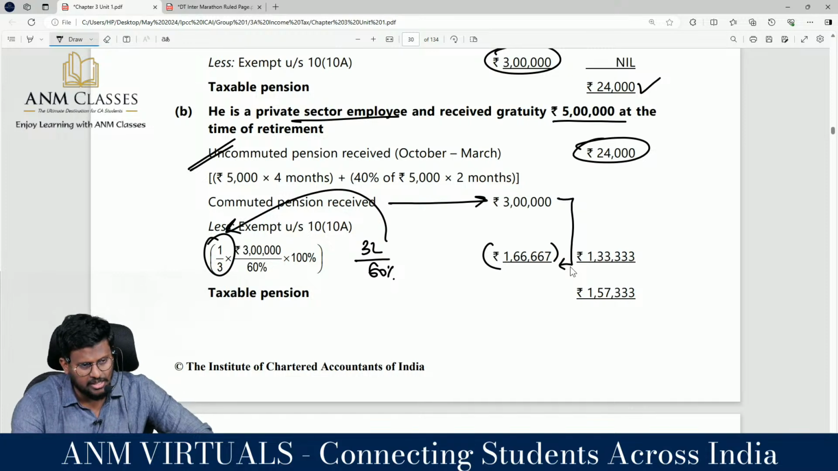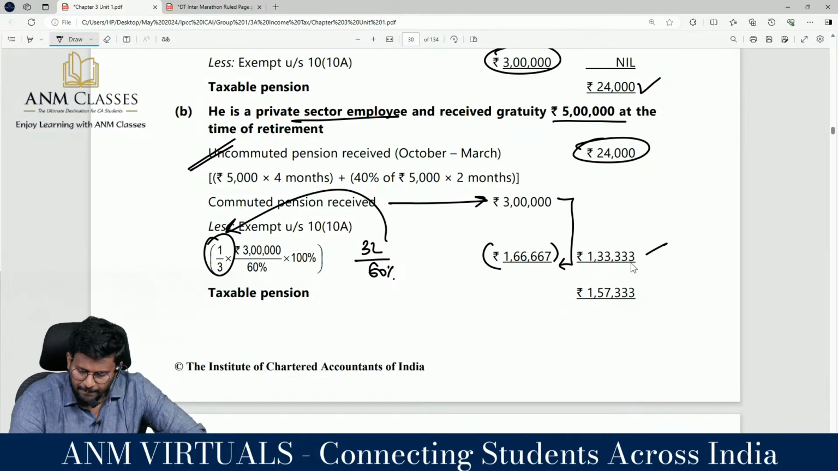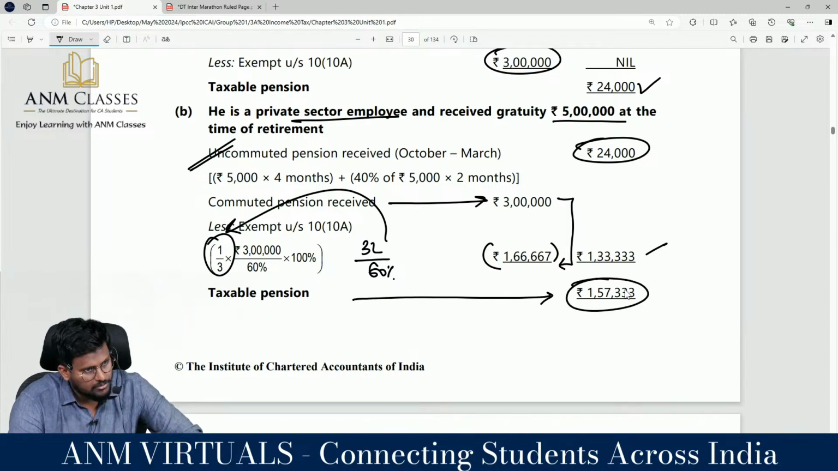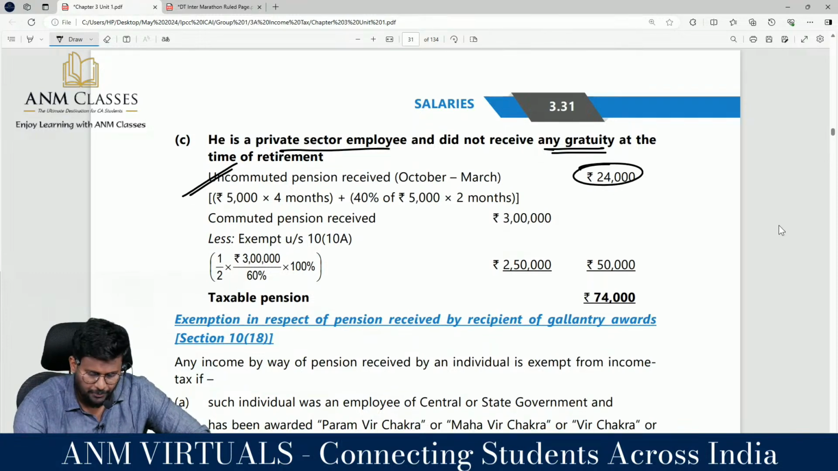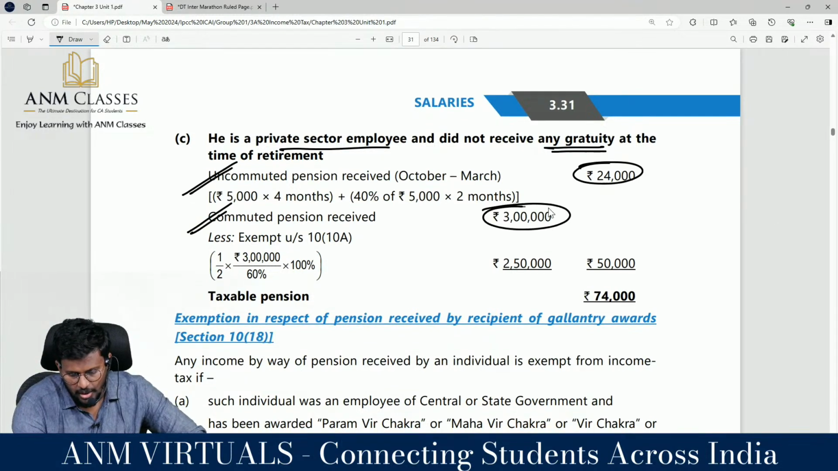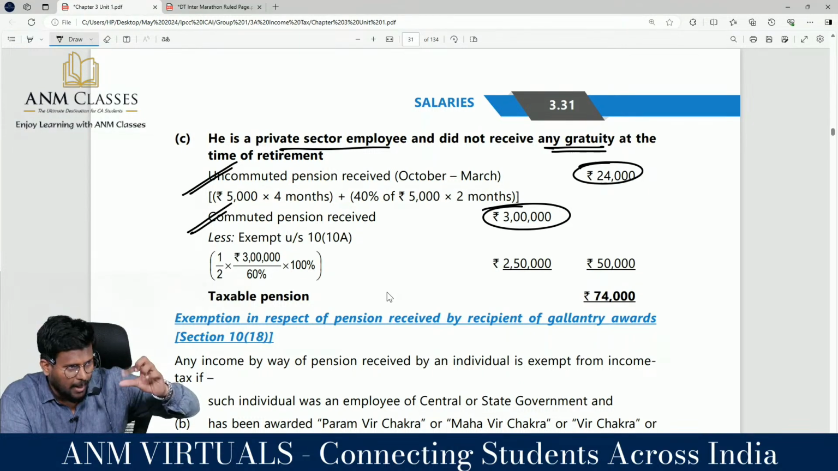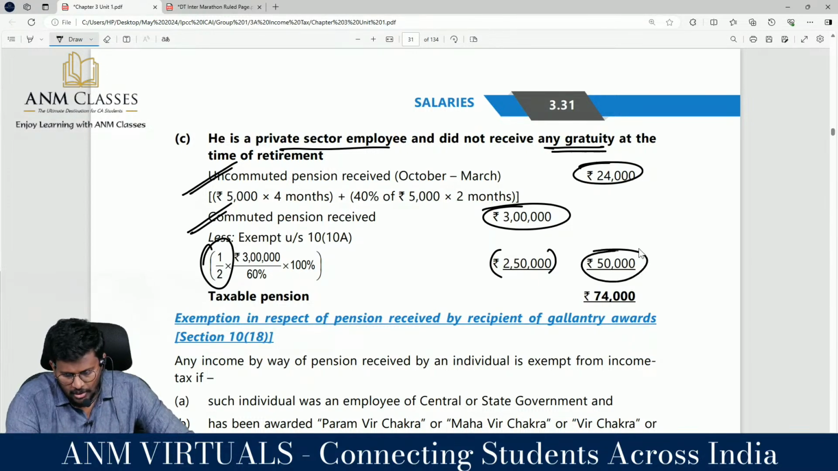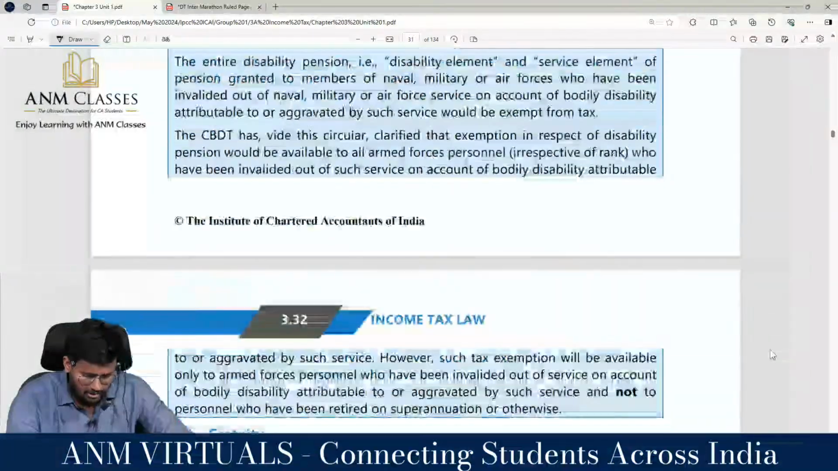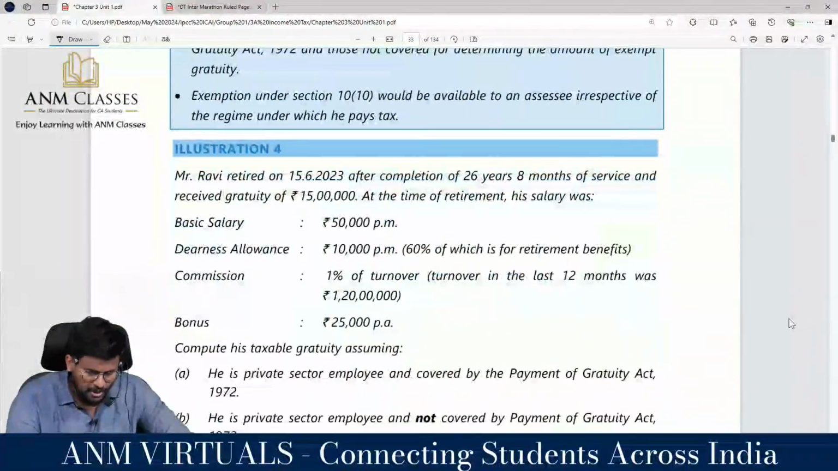3 lakhs into 1,66,000, the taxable pension. Right? He is a non-government sector employee and did not receive any gratuity at the time of retirement. Will the uncommuted pension change or not? What pension was received? How much is exempt under section 10(10A)? He did not receive gratuity, so the exemption should be more: 1/2 of the total pension. What is the total pension? Half of it, 3 lakhs, 2,50,000, then the total comes to clear. With that, this illustration comes to an end.